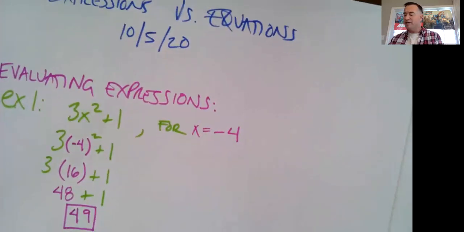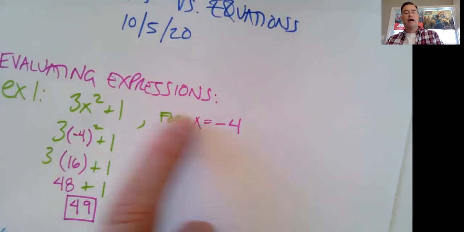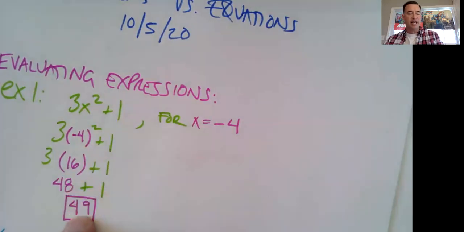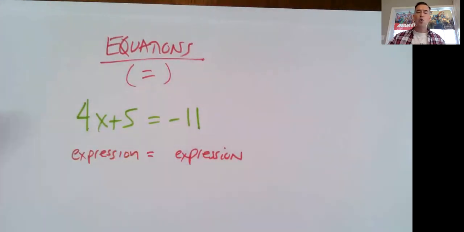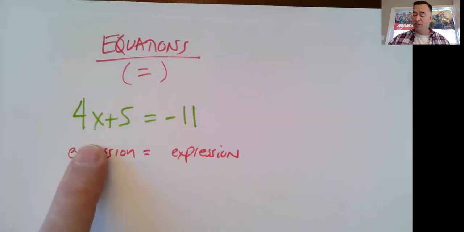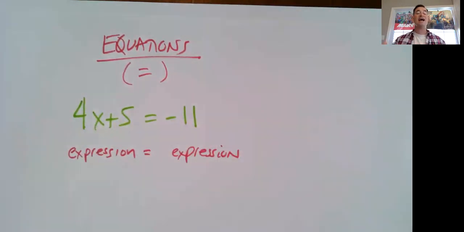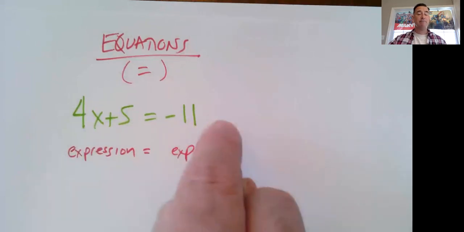With an evaluate, it was, I told you what x is, I told you the expression, I want you to tell me the answer when we use that value. And so for here, what's actually happening when you have an equation that has a variable in it is that they're asking the question, for what x value will this expression equal -11? It's asking, what does x got to be to make this true?